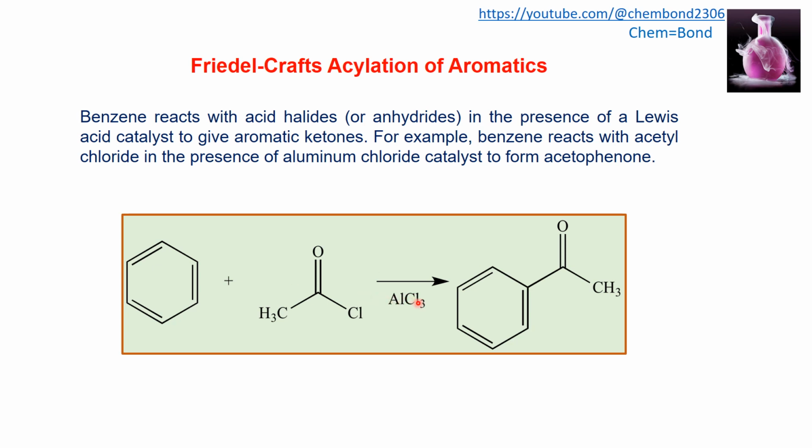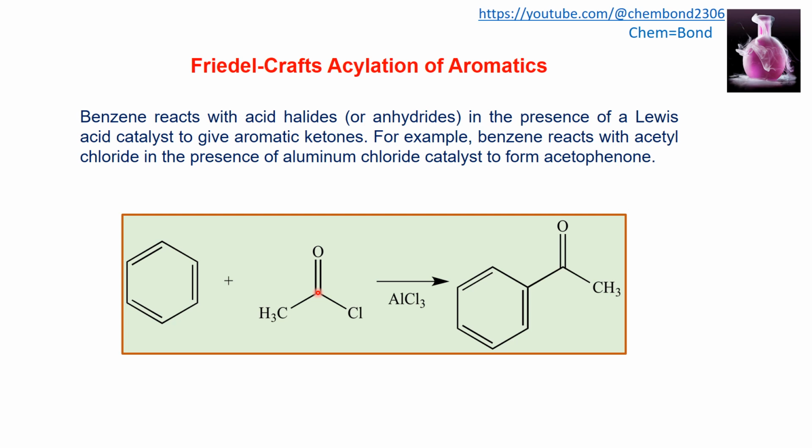The aluminum chloride will trigger the reaction. It will break the carbon-chloride bond, and this chloride will attach itself to the aluminum chloride and produce AlCl4 minus. It will produce an electrophile, so it will contain a positive charge. This carbon will contain the positive charge.